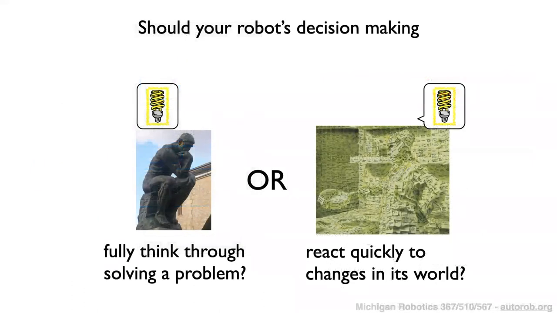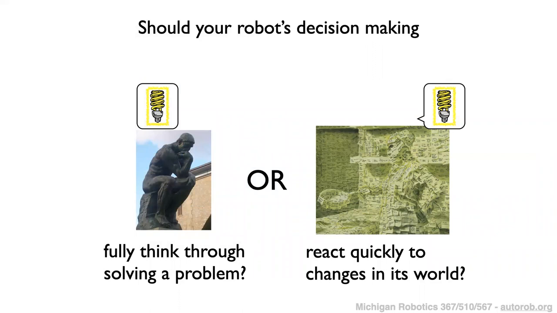So it gets to this question, bug one versus bug zero. Should our robot fully think through a problem, or react to quick changes and just sort of respond quickly and effectively in a highly dynamic world? What should the robot do? Any guesses? I feel like robots have the ability to do both. Delan says robots need the ability to do both. What do you think, Justin?